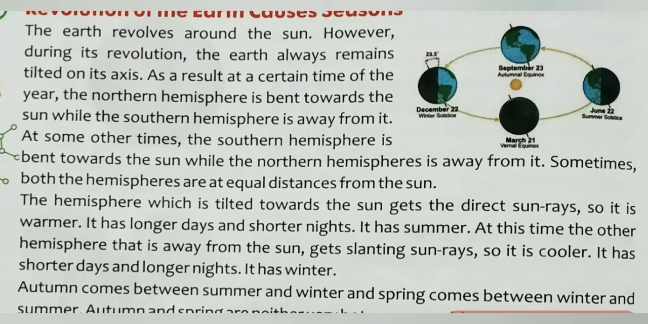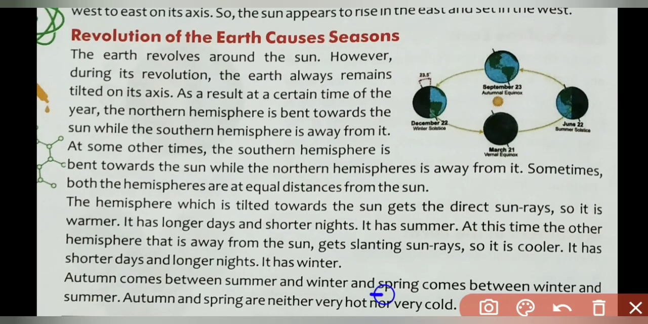Now if we talk about the other two seasons, autumn and spring, autumn comes between summer and winter, and spring comes between winter and summer. Autumn and spring are neither very hot nor very cold.